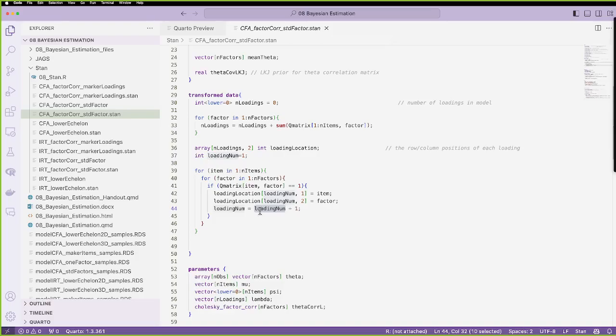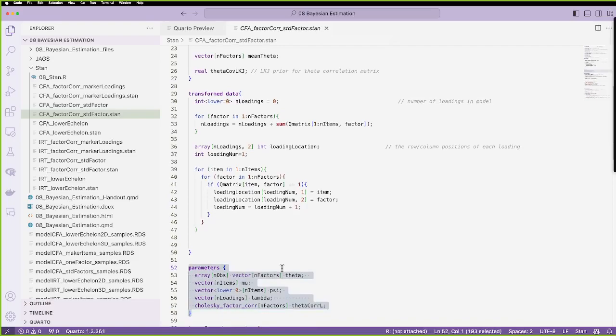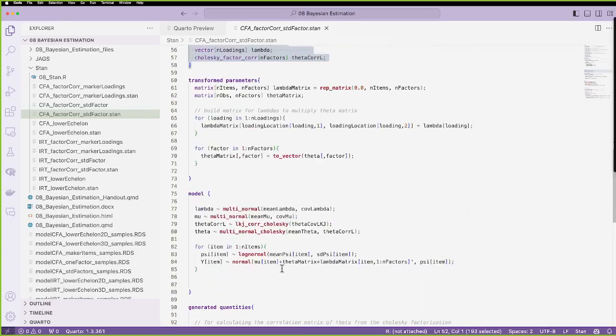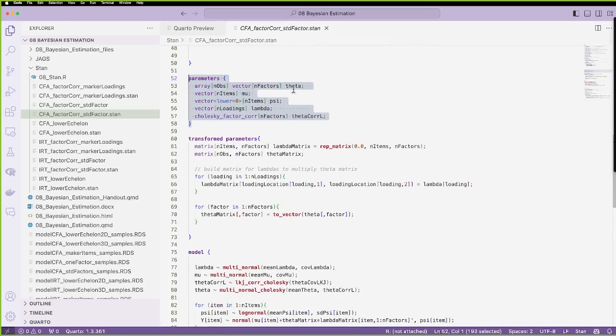Right. So now let me show you what I do with that. When I estimate the model itself, I have to define the set of parameters that exist in the model. That's right down here. Those parameters include my thetas. Those are the latent variables, item intercepts, unique variances, and then this vector of loadings. And then there's this correlation matrix. This is actually Cholesky. We'll talk about that next. But this vector of loadings right here is just a column vector that has all the loadings we estimated. It's not the loading matrix.